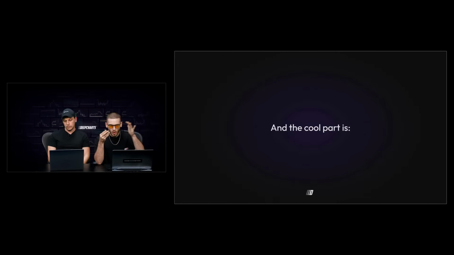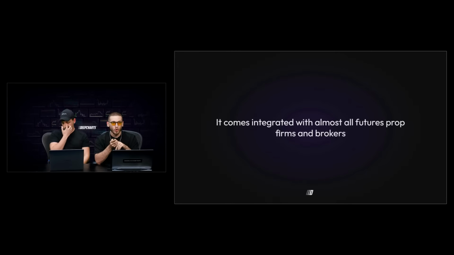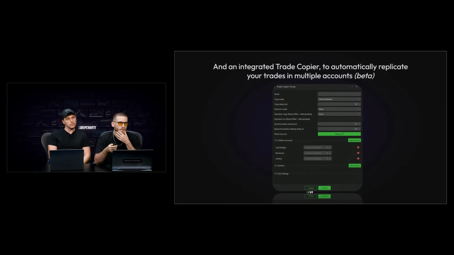This is not an add-on, it's all in the same one. And the cool part is, it comes integrated with almost all futures prop firms and brokers. You name one, if it has Rithmic, Trader Pro, which all of them have, you can trade in Deepcharts. Interactive Brokers is directly integrated, and a lot of others that I'm not gonna get into now to bore you.